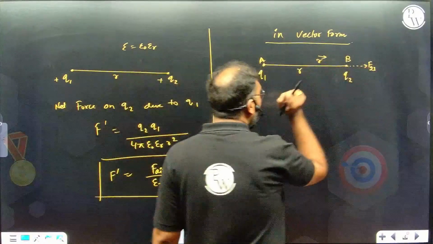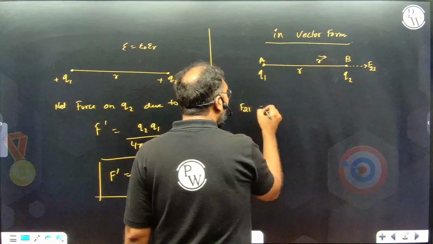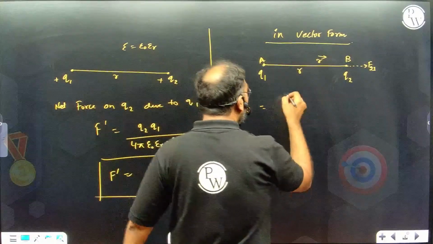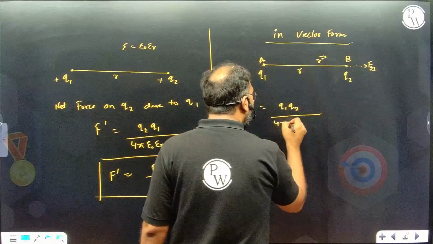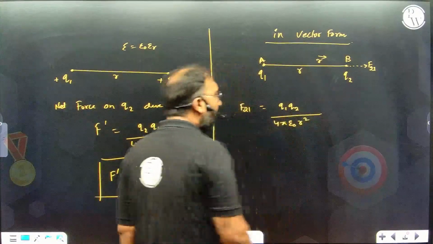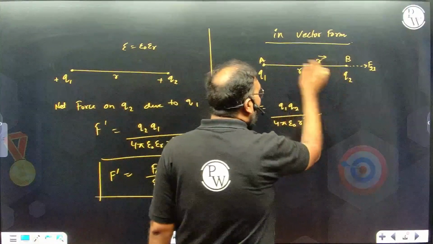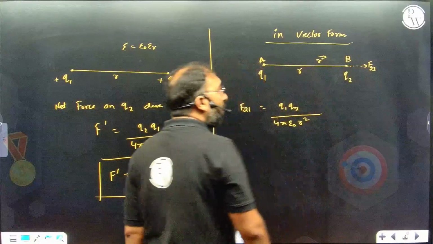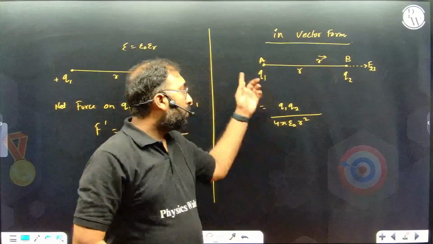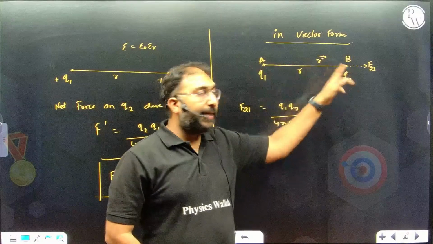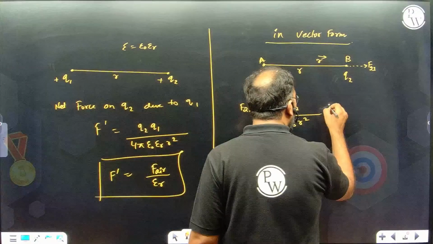So if I have to write this in vector form, I can write F21 equals what? The magnitude of the force, that is Q1 Q2 divided by 4 pi epsilon naught r square. This is the magnitude of the force. Now I have to write down the direction. So you can see this is r vector. So this direction can be written as r cap. The direction can be written by a unit vector. So if I am calling the vector from A to B as r vector, then r cap can be written as its direction. So I can multiply with r cap.